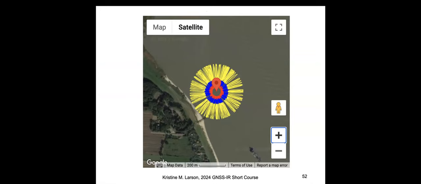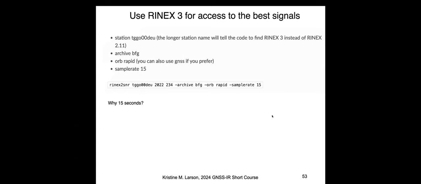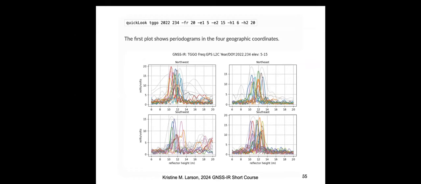In this case, again, we're going to use the 15 second data because the BFG turned that on. We're going to use the rapid orbit, which gives me GPS, Galileo, and GLONASS. I'm going to use the RINEX3 name, which is the long one that includes the country code. This 15 seconds is because of the Nyquist maximum resolvable reflector height, which we can skip. I still went ahead and looked at my quick look results.